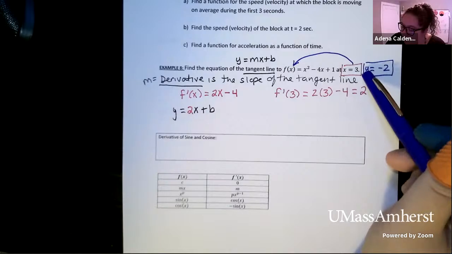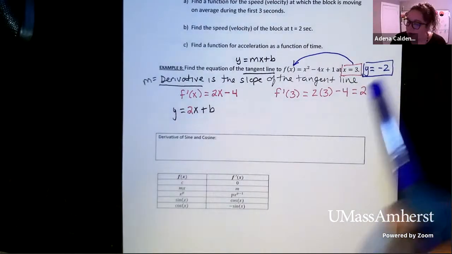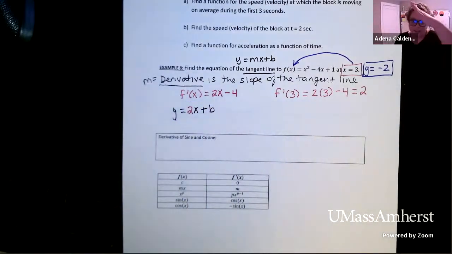So why did I find that point? Because if the point where it touches is 3, negative 2, that point also has to be on this line, right?